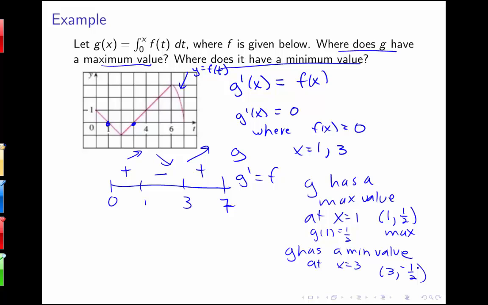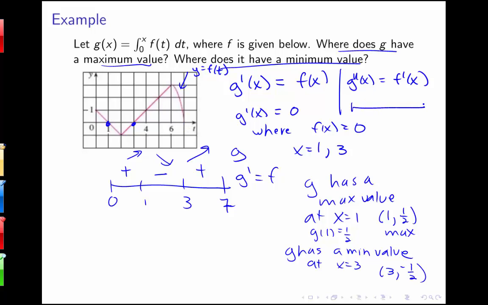Even though this isn't strictly asking me for concavity, I'd like us to see where g is concave up and concave down, and then we could make a sketch. If g prime is equal to f, then g double prime is equal to f prime of x. So I'd be looking at the slopes here. I need to see where f prime would be 0 or does not exist.